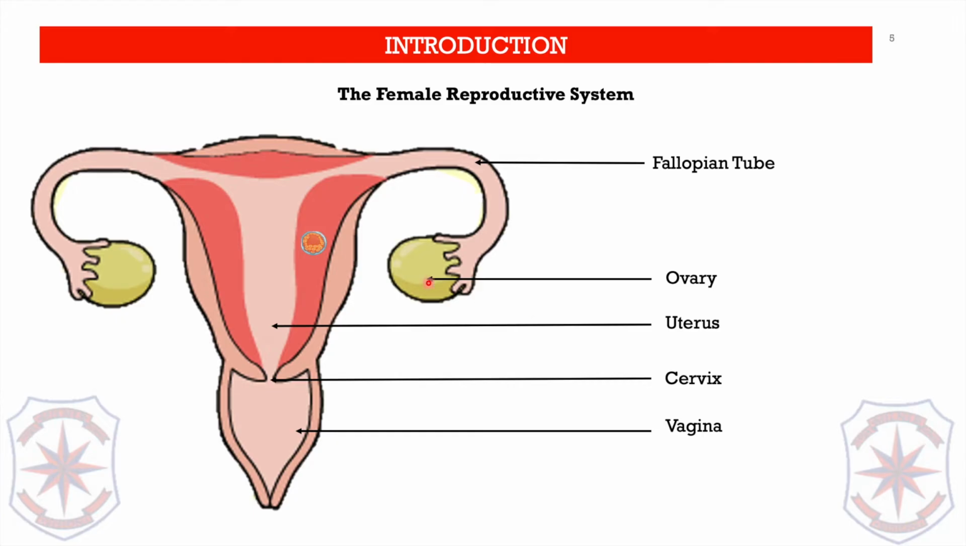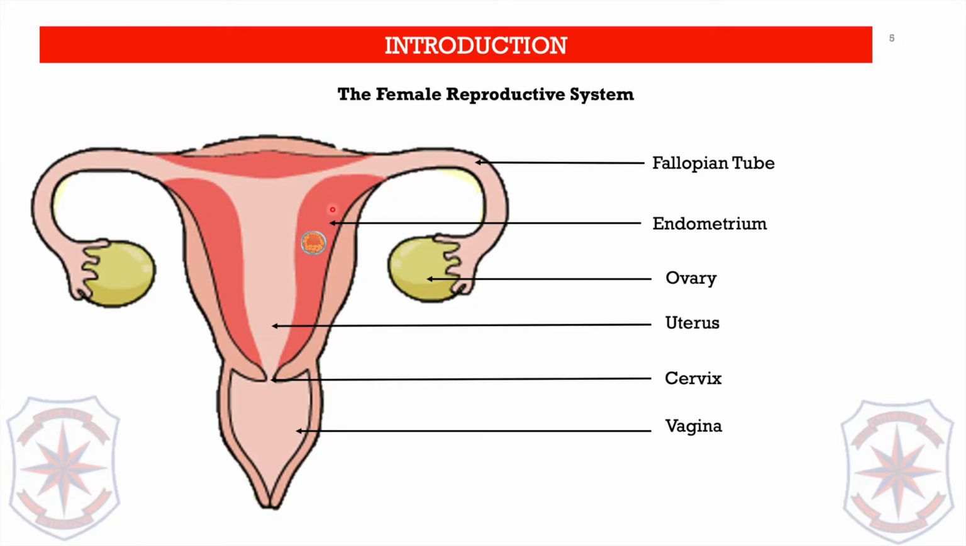Now, we need for the endometrium to be thick so that the offspring or the embryo will implant itself there on the endometrium. This is where the offspring will be attached for the remainder of the 9 months.